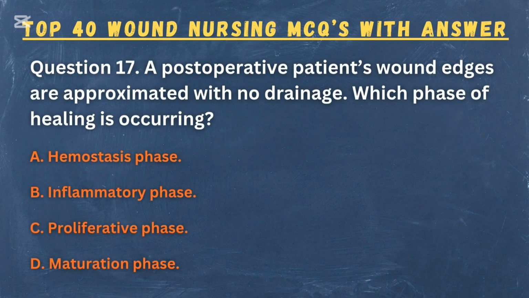Question 17. A postoperative patient's wound edges are approximated with no drainage. Which phase of healing is occurring? A. Hemostasis phase. B. Inflammatory phase. C. Proliferative phase. D. Maturation phase.